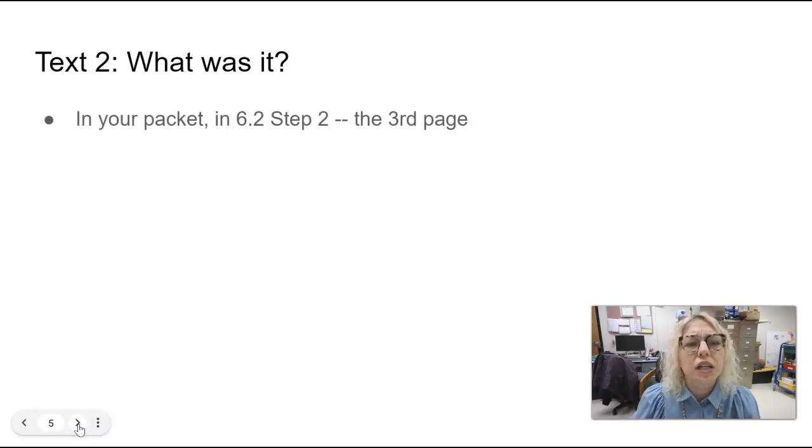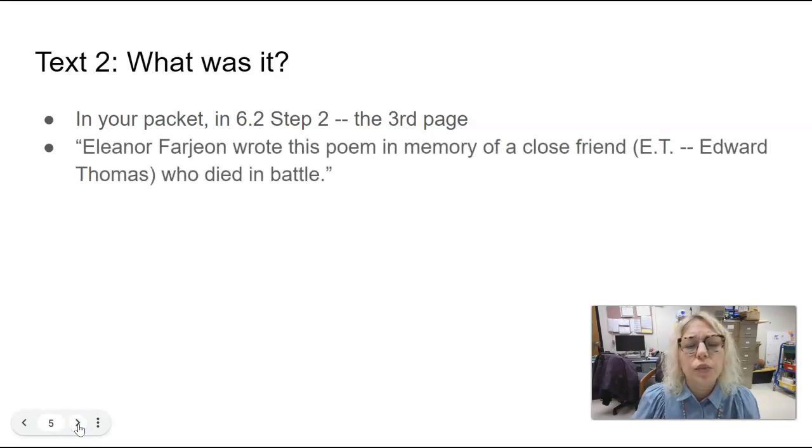Text 2, what was it? Well, this one is also in your packet. It's the 3rd page in 6.2 Step 2. And we have these words from the IB to describe this text. Eleanor Farjeon wrote this poem in memory of a close friend, E.T., Edward Thomas, who died in battle. And once again, you should take that information and use it in your analysis.